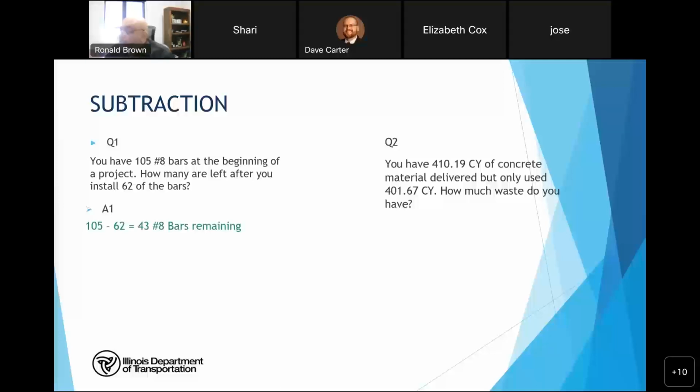Question 2, it's for concrete that's delivered. You have 410.19 cubic yards of concrete delivered. However, you only used 401.67 cubic yards. This will assist you in determining how much waste material you have left over. You would simply subtract the 401.67 cubic yards that were used from the 410.19 cubic yards delivered to determine that you had 8.52 cubic yards of waste material left over.